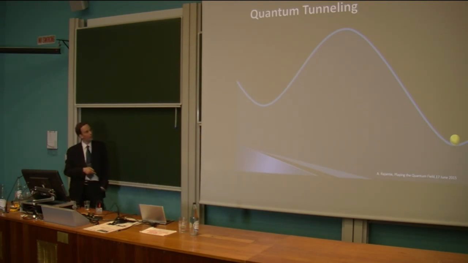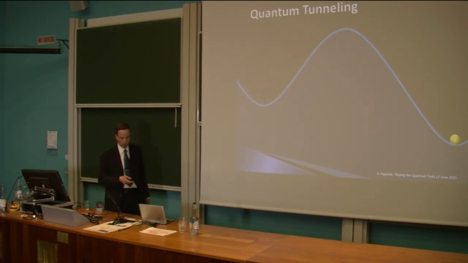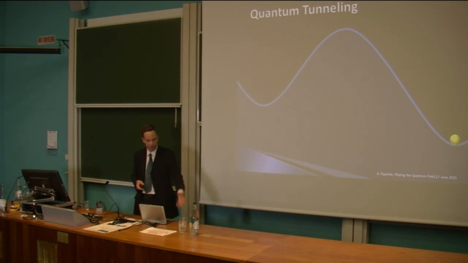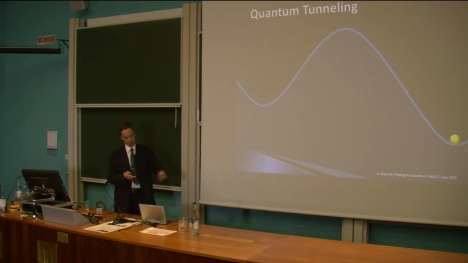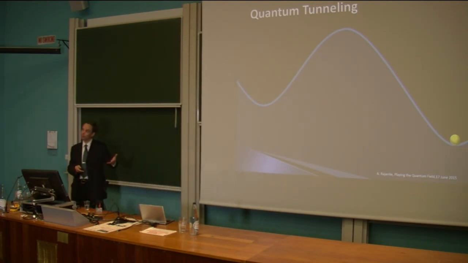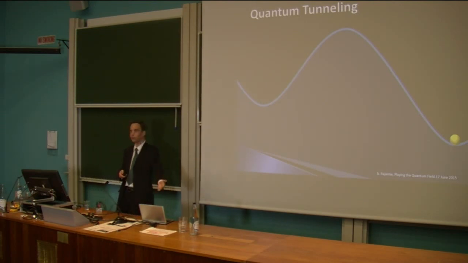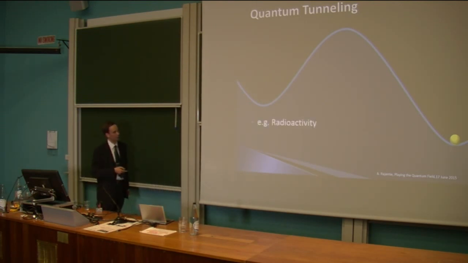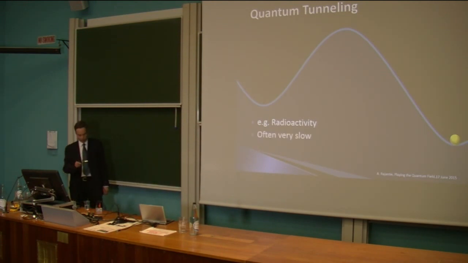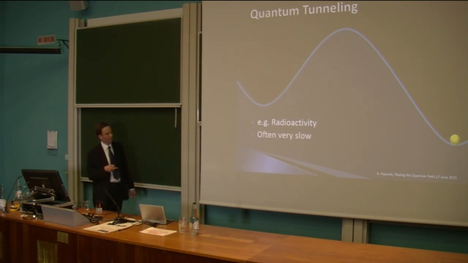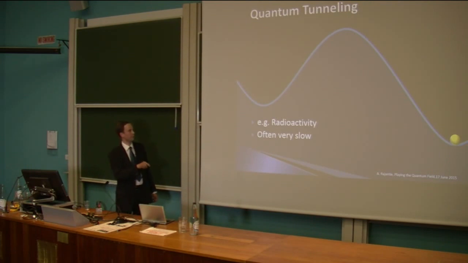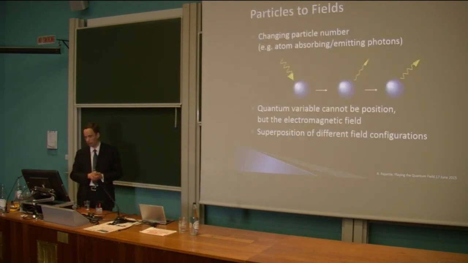In the same way, in classical mechanics, if you leave something on the table, you can be sure that it stays there. But quantum mechanics actually tells you that it can tunnel through the table if you wait long enough. And this is often a very, very slow process, but there are some cases when it is fairly fast, and you can see it. For example, radioactive decay is an example of this tunneling phenomenon.